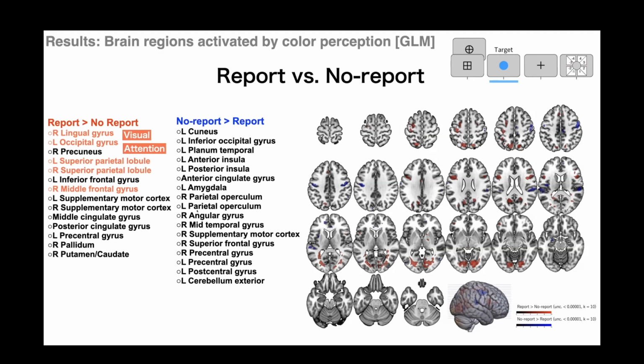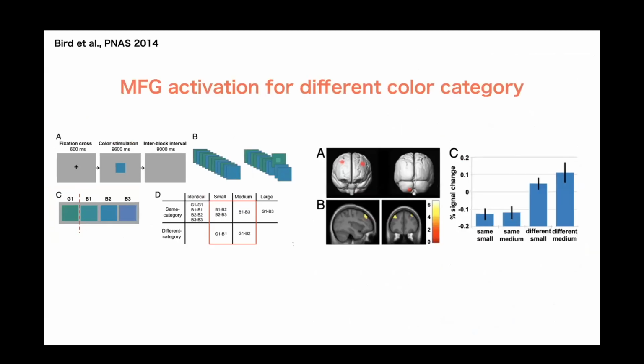And I would like to focus a little bit on this middle frontal gyrus here. This was activated more for report compared to no report. Okay, these regions are associated with different color categories.